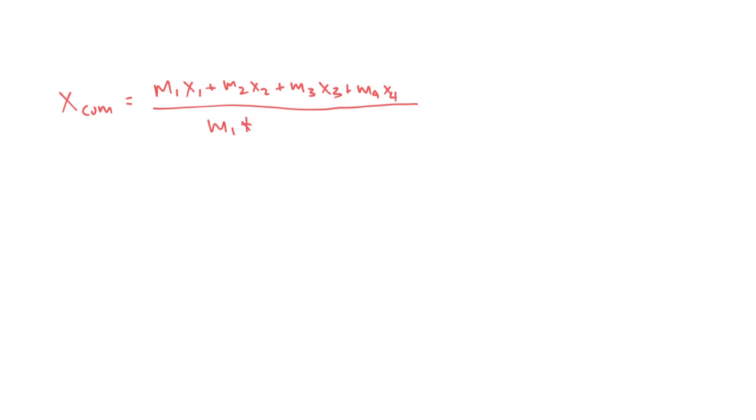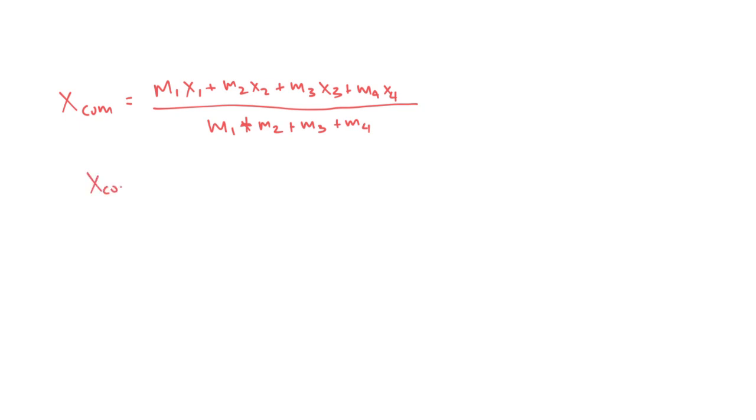Okay, so from before we had X center of mass is equal to M1 X1 plus M2 X2 plus M3 X3 plus M4 X4 all over M1 plus M2 plus M3 plus M4. And we can write this as a summation.